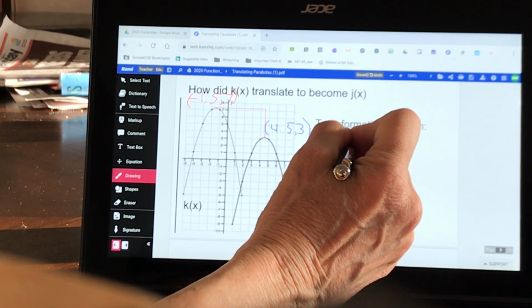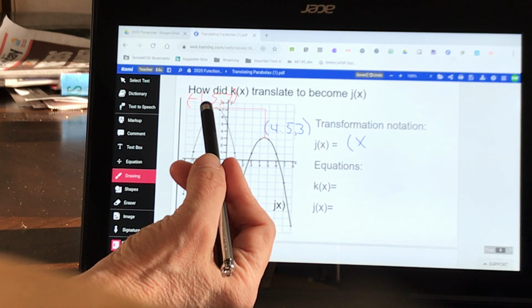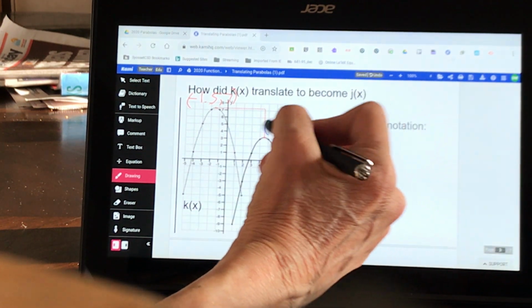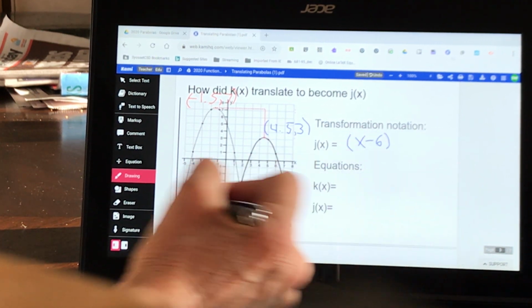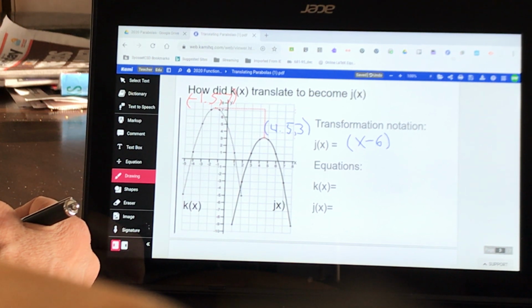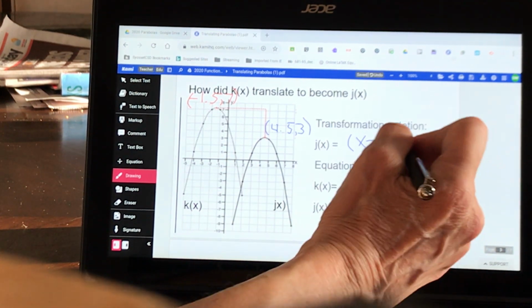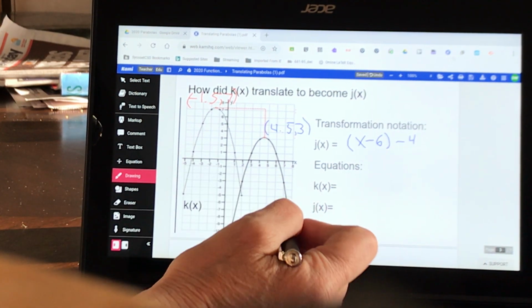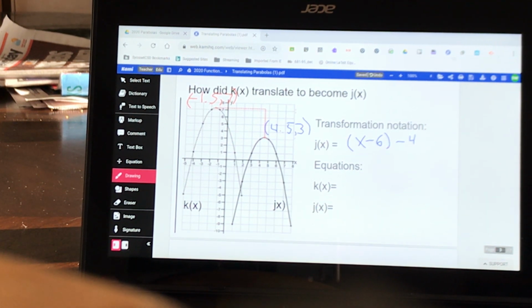Well, how far did my x move? If we count the units from negative 1.5 to positive 4.5, I get 6. And that's 6 units to the right. And how did the vertex move down? Well, it seemed to move down from 7 to 3, so that would be a -4. So j of x was created from k of x by a movement of 6 units to the right and 4 units down. Now we can make the equations.